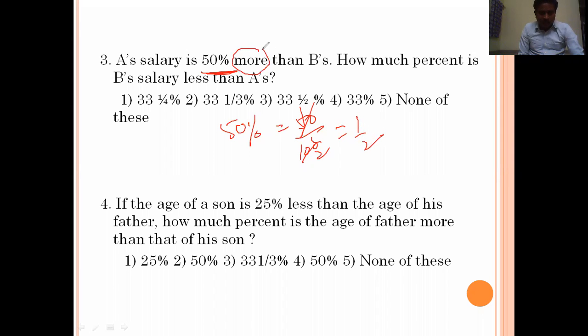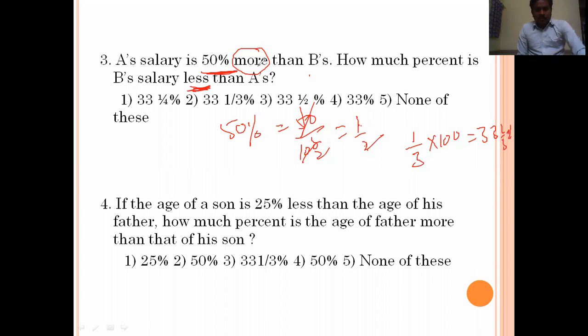Here the more value is given, 50% more than B. Now we find the less value. Whenever we are going to find the less value, we write the fraction value as it is in the numerator, and in the denominator we add numerator plus denominator. 1 plus 2 is 3, into percentage means 100. 100 by 3 means 33 1 by 3%.